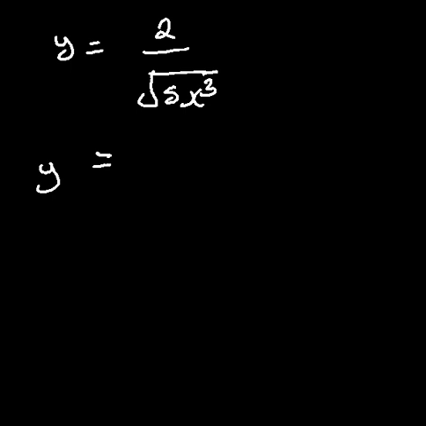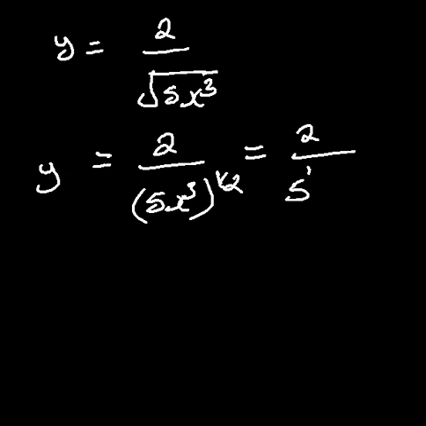And also on the same case, let's say y is equal to 2 over the square root of 5x to the power 3. So how do you think this one can be differentiated? In this case, this is the same as y is equal to 2 over 5x to the power 3, all to the power half. And also the same as 2 over 5 to the power half and x to the power 3 times half, which is the same as 3 over 2.